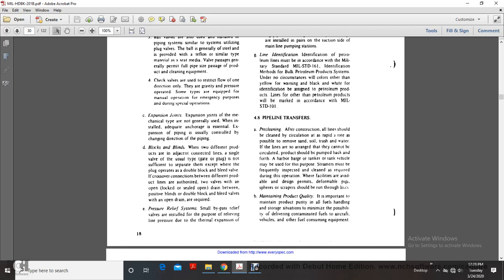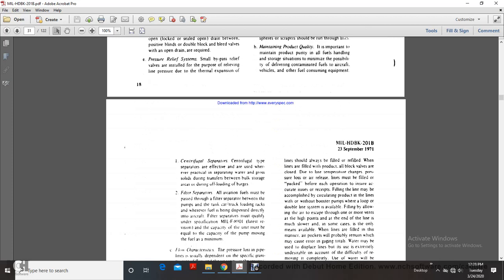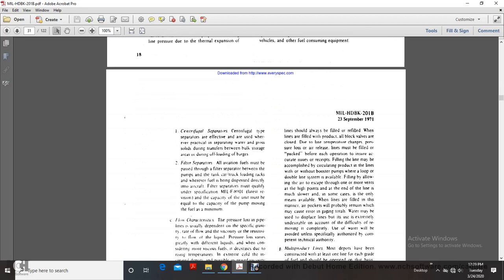Maintain product quality. It is important to maintain product purity in all fuel handling, minimizing the possibility of delivering contaminated fuel to aircraft, vehicles, or other fuel consuming equipment. Centrifugal separators: the general centrifugal type of separators are effective for separating water and are used whenever practical, separating water with the gross type of solids during transfer between bulk storage areas and during offload of barges.